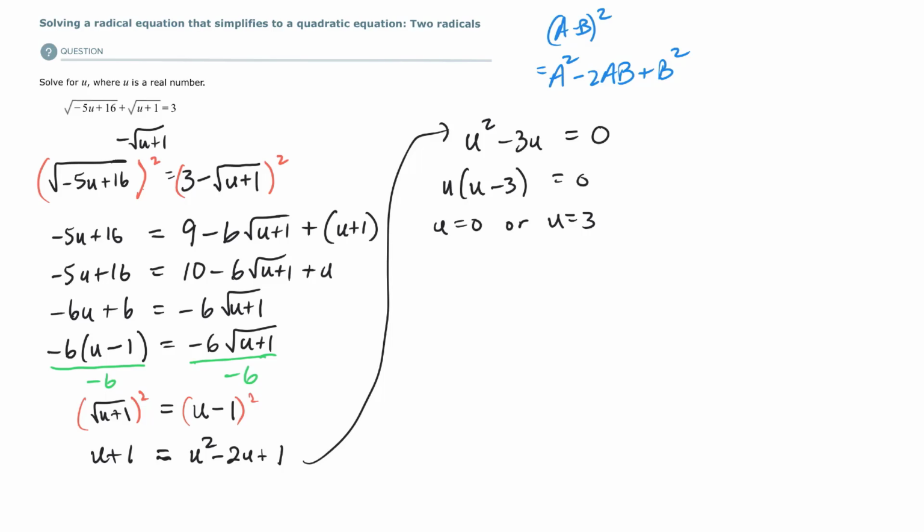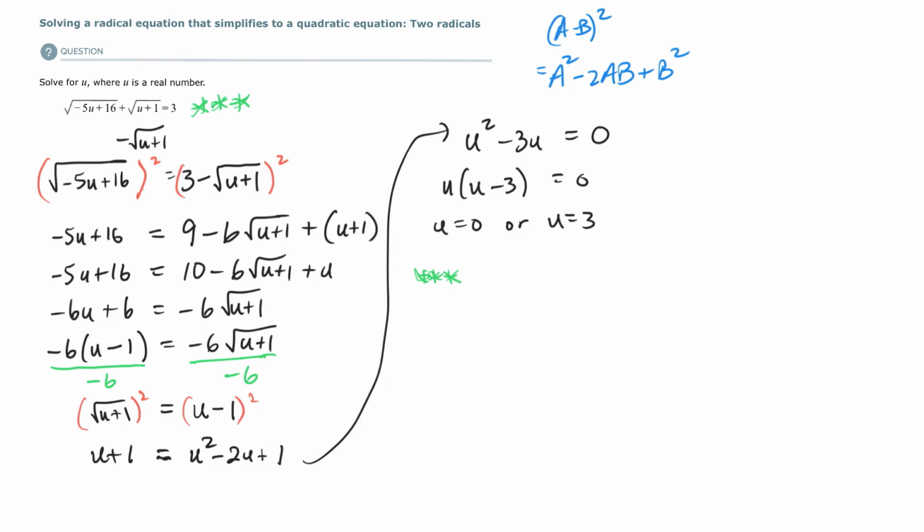Now we've got to check our answers, because when we square both sides in an equation, we might actually produce extra numbers. We don't want those extra numbers. We only want the numbers that make the original equation true. So I'm going to go back to the original equation. I'm going to mark it triple star. I'm going to go back to triple star, and let's start with u equals 0.